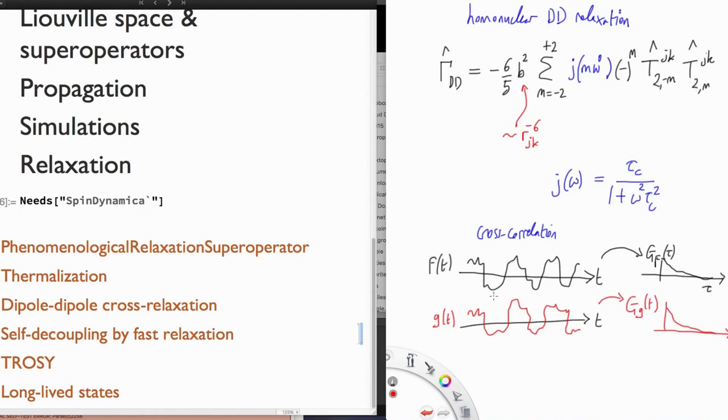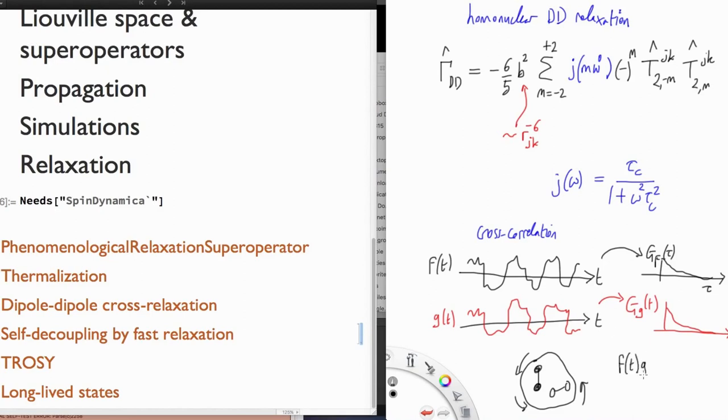But what can happen, and what very often does happen, is that the fluctuations in one process are to some extent mirrored in the fluctuations of the second process as well. And this happens often when the two processes have a common physical origin. In the context of NMR, that's very common when you have fluctuations caused by molecular rotation, because, for example, the same molecular rotation will modulate two different dipole-dipole couplings at the same time, just because they're physically linked, they're part of the same rotating body.